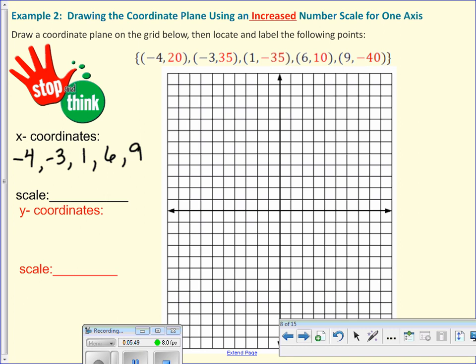So what is my largest number for my x coordinates? And what's my smallest number? So I have to go from -4 to +9. So what would be a good way to number my x-axis? Yeah, we could count by 1. So your scale would be 1. Don't label yours yet. So here is my x-axis, and I decided that counting by 1s would cover my whole set of numbers.